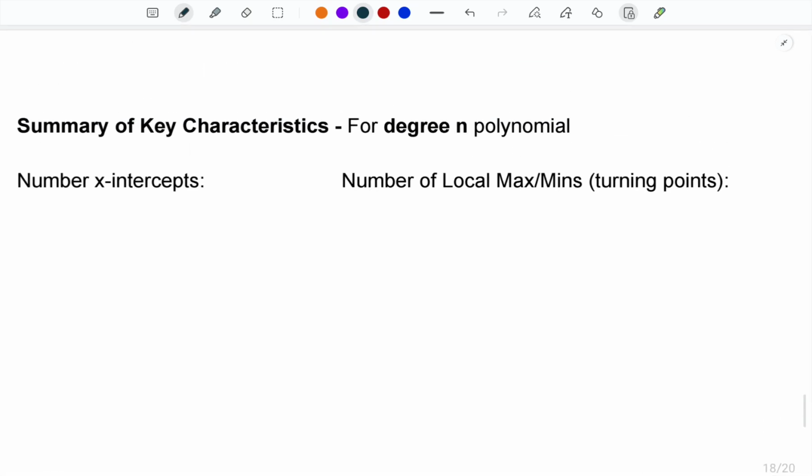So summarizing, what we can say is for a degree n polynomial, whether it's degree 2, 3, 4, the number of x-intercepts could be the same. So you could have up to n. Whereas the number of local minimums and maximums, if you go back to those graphs, you'll see it's up to n minus 1. So it's up to 1 less.